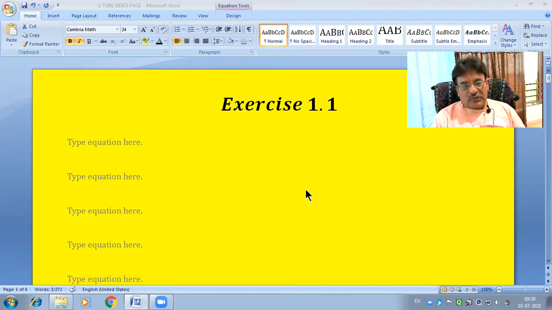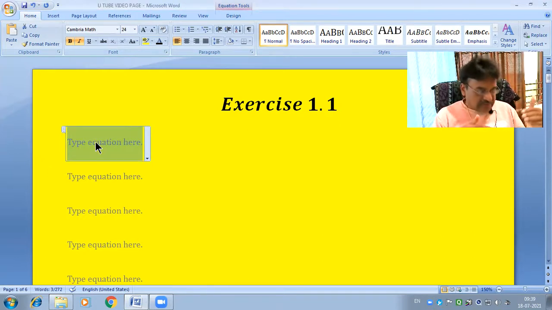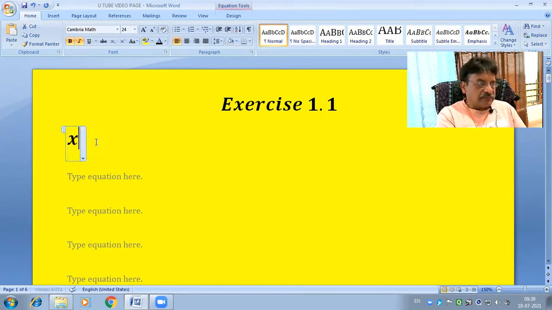Today we solve some problems on unit differentiation from Mathematics Part 2 for class 12. And here, the next problem, that is problem number 11.